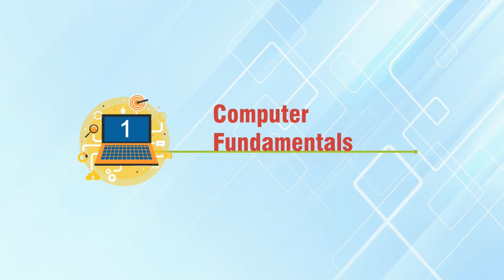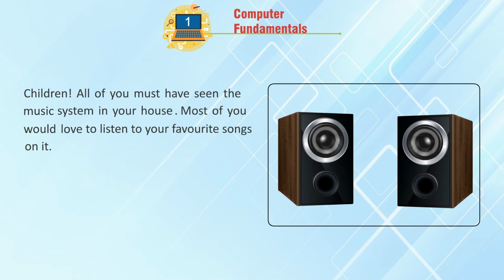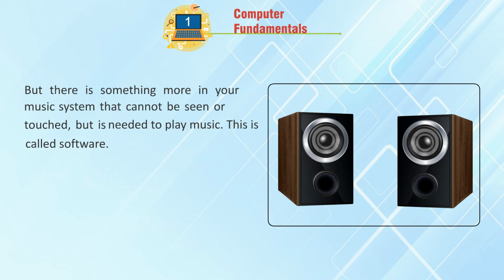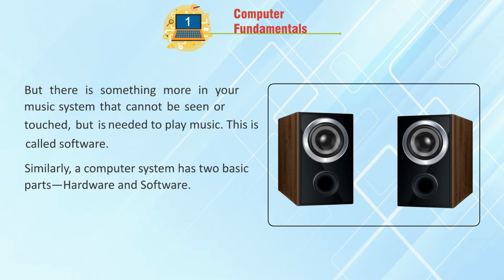Chapter 1: Computer Fundamentals. Children, all of you must have seen the music system in your house. Most of you would love to listen to your favorite songs on it. There are many parts in your music system like its screen, speakers, etc., which you can touch and see. These are called hardware. But there is something more in your music system that cannot be seen or touched, but is needed to play music. This is called software. Similarly, a computer system has two basic parts, hardware and software.